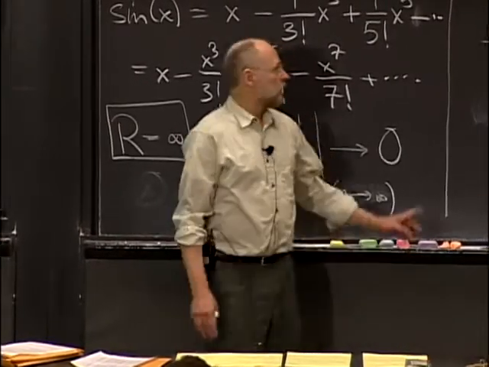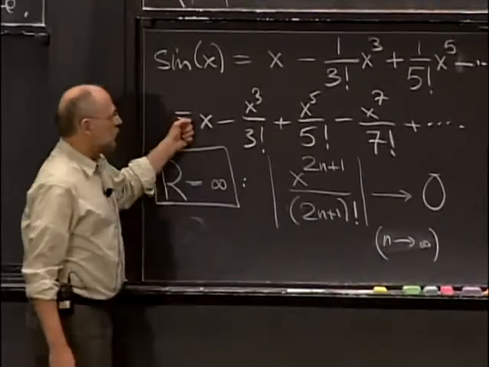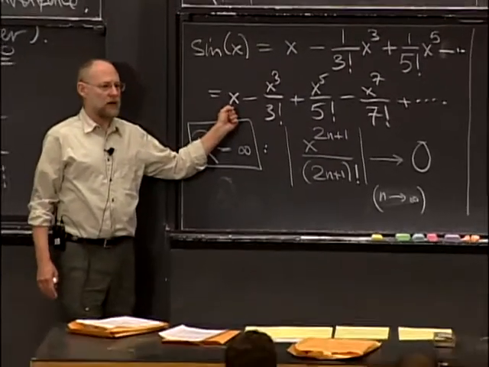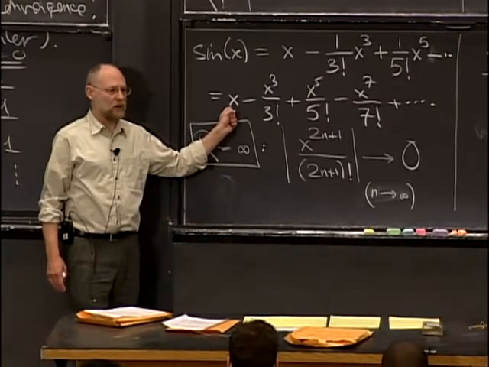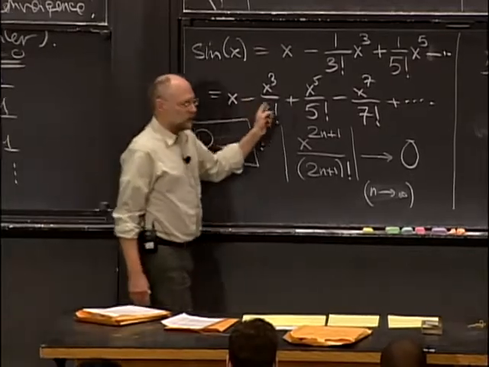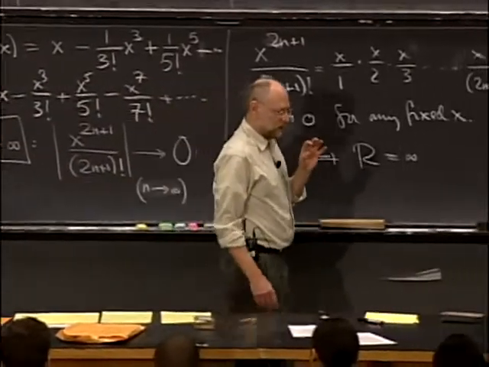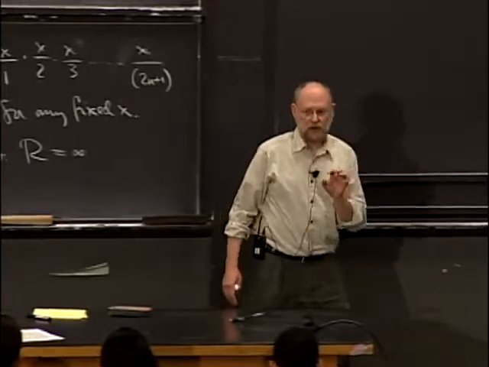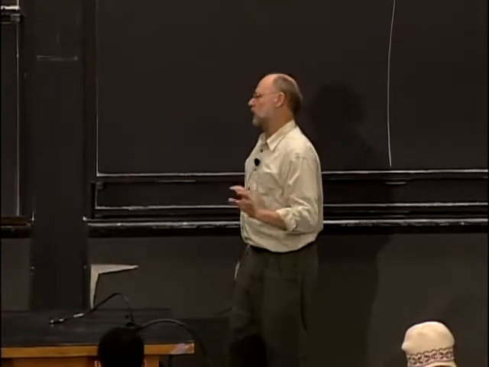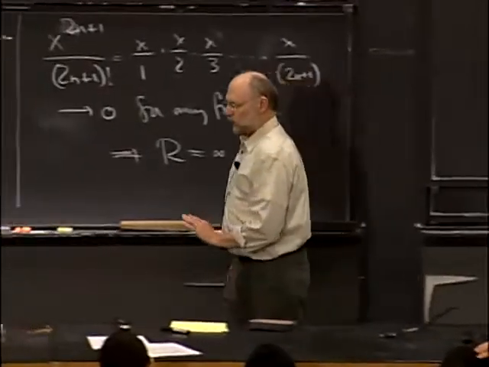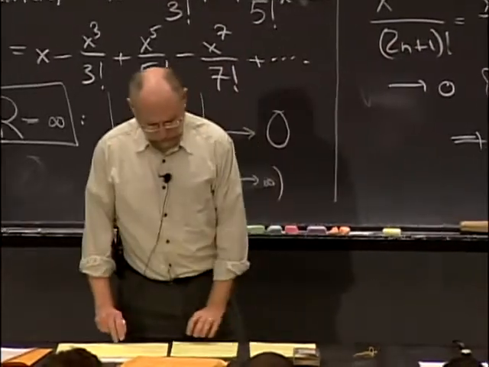For example, from this formula, it's very hard to see that the sine of x is periodic. Not obvious at all. Somewhere hidden away in this expression is the number pi, the half the period. But that's not clear from the power series at all. So the power series are very good for some things, but they hide other properties of functions.